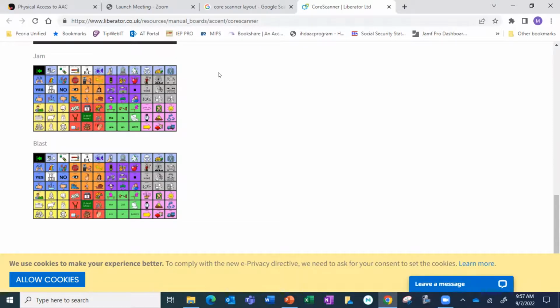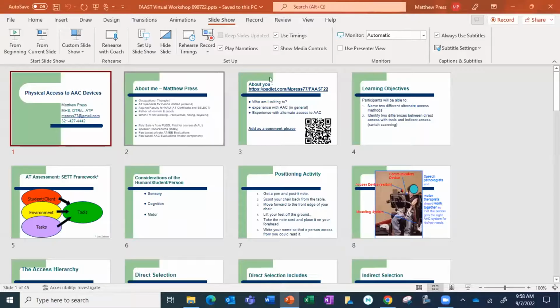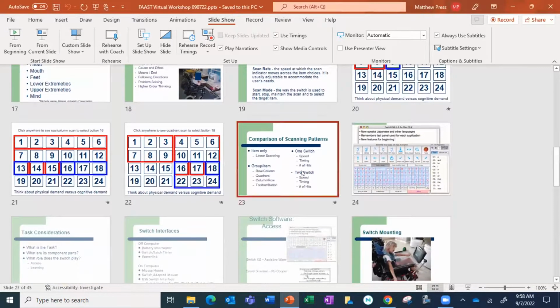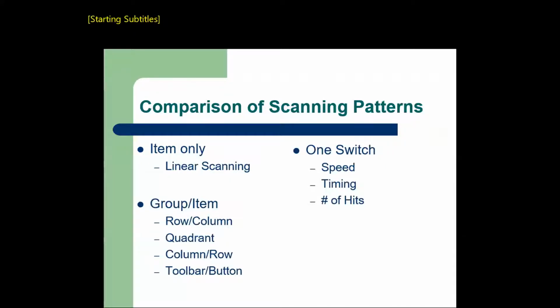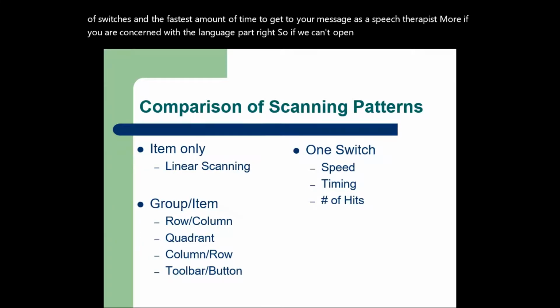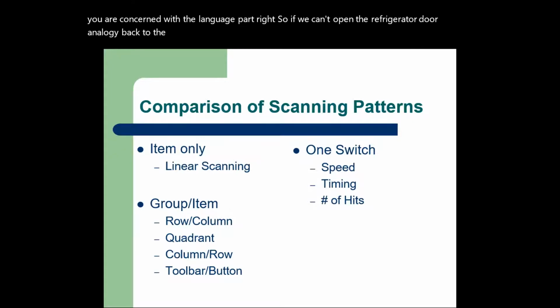Right, so this is where the motor therapist and the communication therapist have to get on that same page, because if you're not, then the motor therapist is going, I need motor efficiency. I need it to be set up for the least amount of switch hits and the fastest amount of time to get to your message. But as a speech therapist, more of you are concerned with the language part, right? So if we go back to the refrigerator door analogy with the cooking, this is where the refrigerator door meets the client, meets the food on the inside, right? All those things come together.